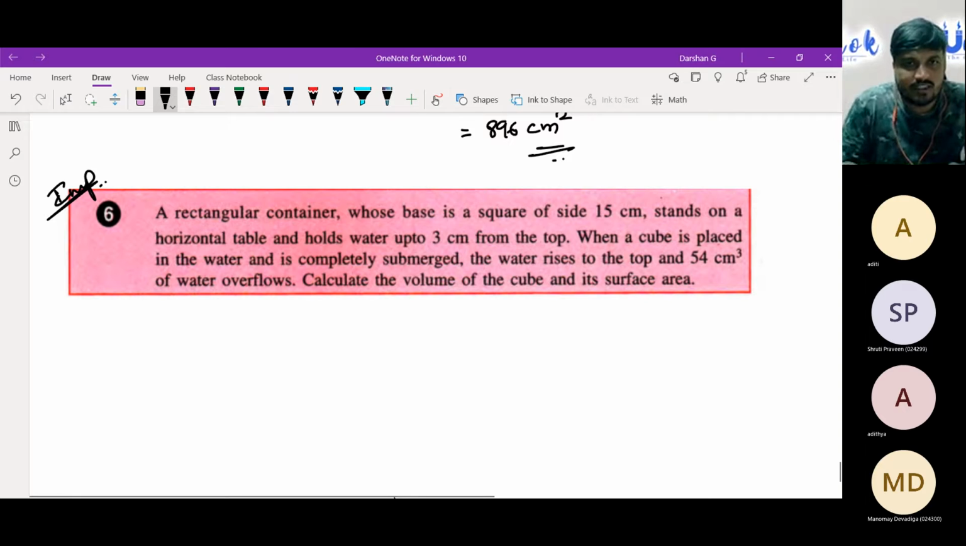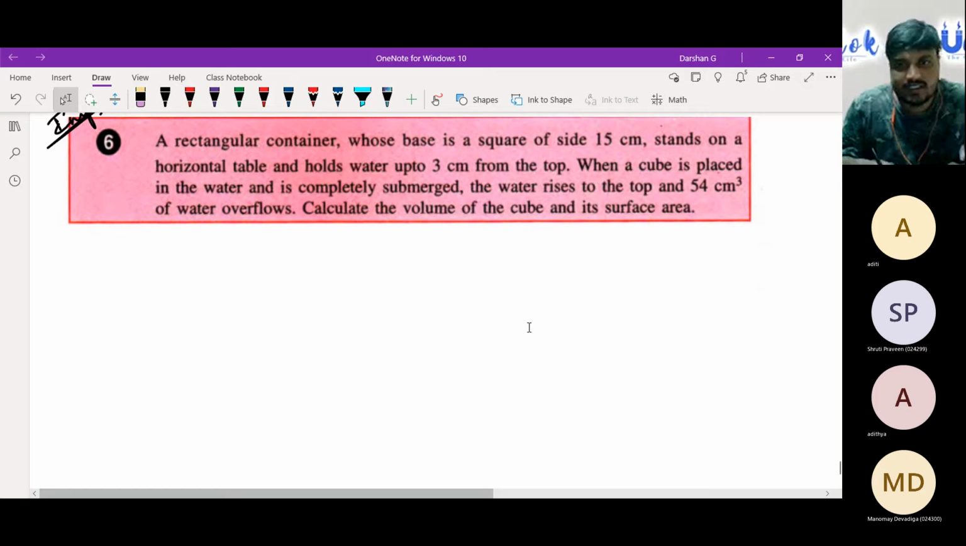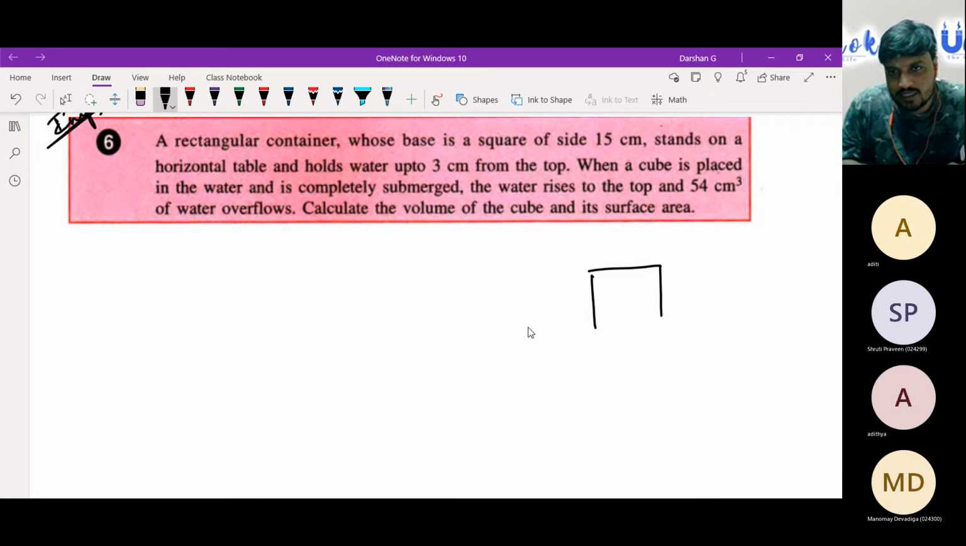Okay, so let's try and draw this diagram. How does it look? The base is square. So I can write something like this. It should look like a cube, but yeah.